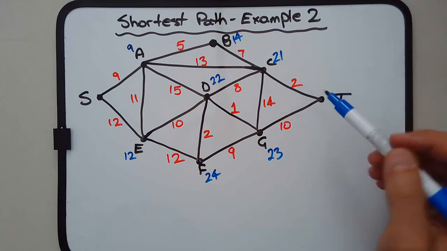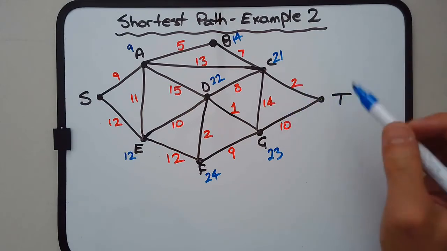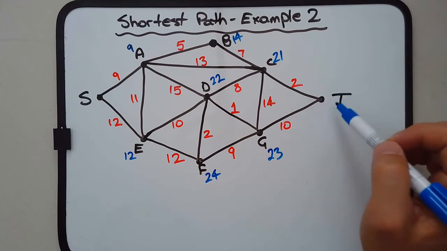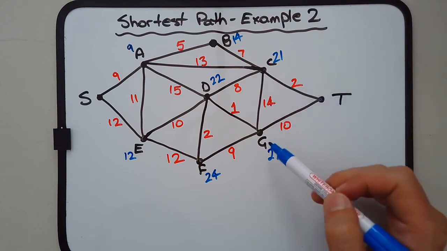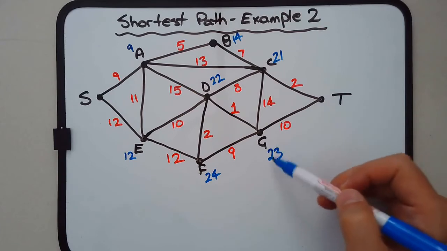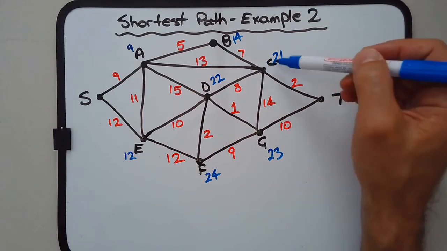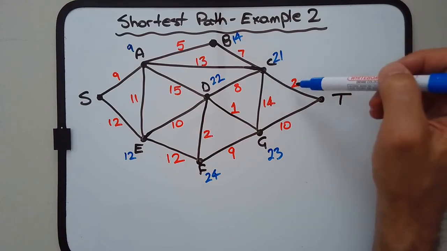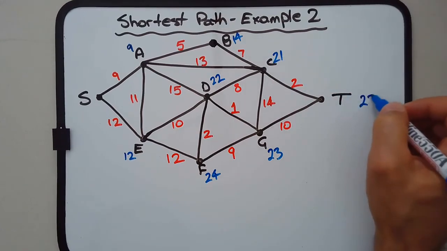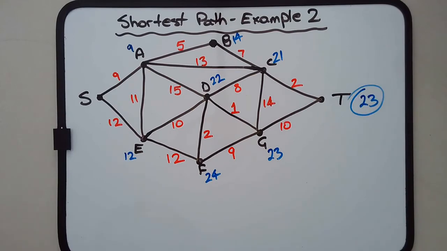Finally, it's not going to be very difficult now to determine which is the best path to T. We can either go from G to T, so 23 plus 10 gives you 33, or we can go via C, so 21 plus 2 is 23. So the weight of the shortest path is 23. If it's a cost, a dollar amount, it's definitely the cheapest. If it's a distance, then it's the shortest distance. If it's a time, then it takes the shortest amount of time.